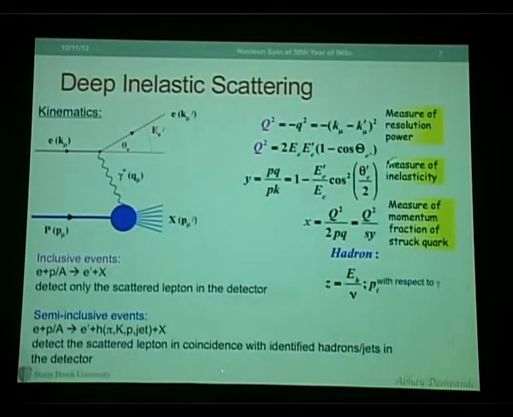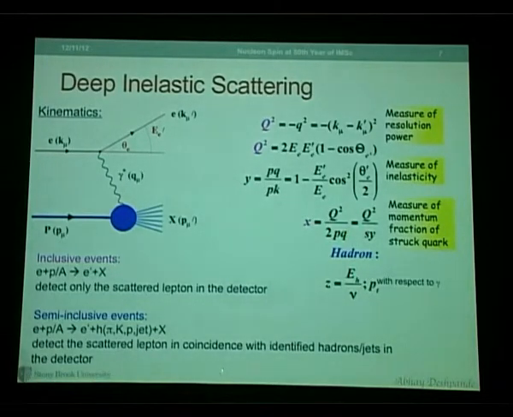Then we look at the measure of inelasticity, y. You will see that this also depends on the scattered energy and the scattering angle divided by the initial energy. So again, just by looking at the scattered electron, you have determined this y variable as well. Then the third variable, x Bjorken, is Q squared divided by s times y. Q squared we just determined, y we just determined, and s is the square of the center of mass energy of the system. You presumably know that as well, because you know the initial energy of the electron and the proton, so you can determine this as well.